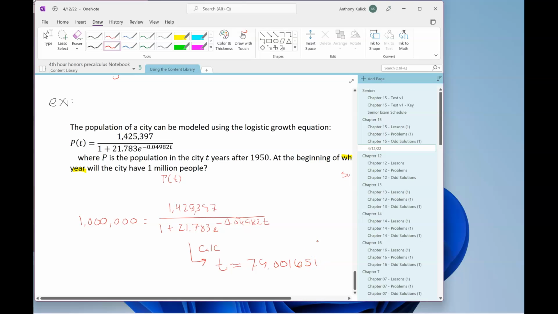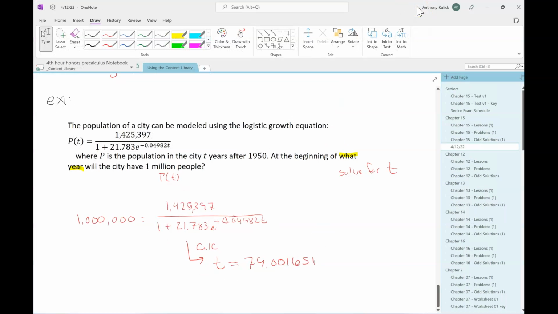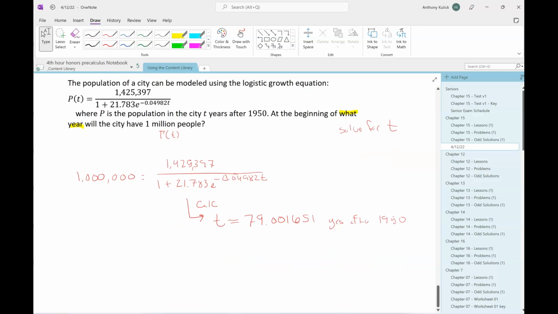Okay, so how would I answer this question? There's my T. What should the answer be? What would the year be? Okay, so if I add 1950, I get 2029. Because notice it takes past 2029 to get to 1 million. So at the beginning of the first year, the population's over 1 million.